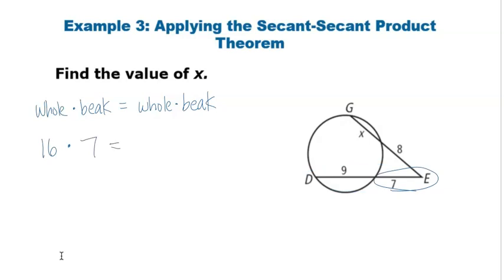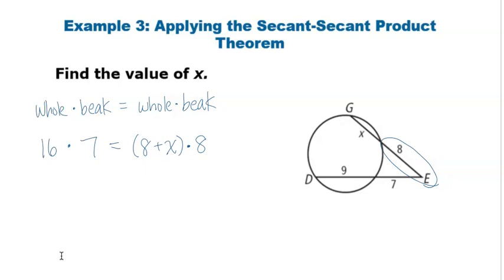And now let's look at the other one. How do I express the entire length of GE? And I know it's super tempting to say 8x, but that would be multiplying that, right? So we have to use addition. So that's the entire length. And what's the length of just the outer part, the beak? That would be 8.